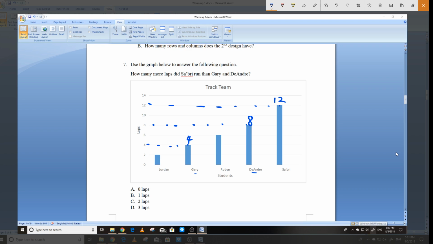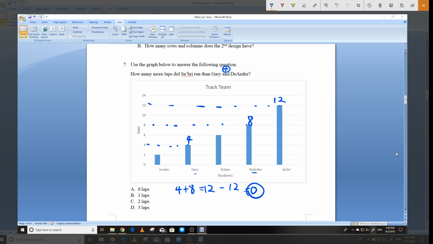The word "and" here signifies addition. So you add Gary's and DeAndre's laps and compare it with Sabri's. Gary ran 4, DeAndre ran 8, so we do 4 plus 8, which equals 12. We compare that to Sabri's 12, right? If we do 12 subtract 12, the answer is 0. So did Sabri run any more laps than Gary and DeAndre? No, he didn't. They ran exactly the same amount.